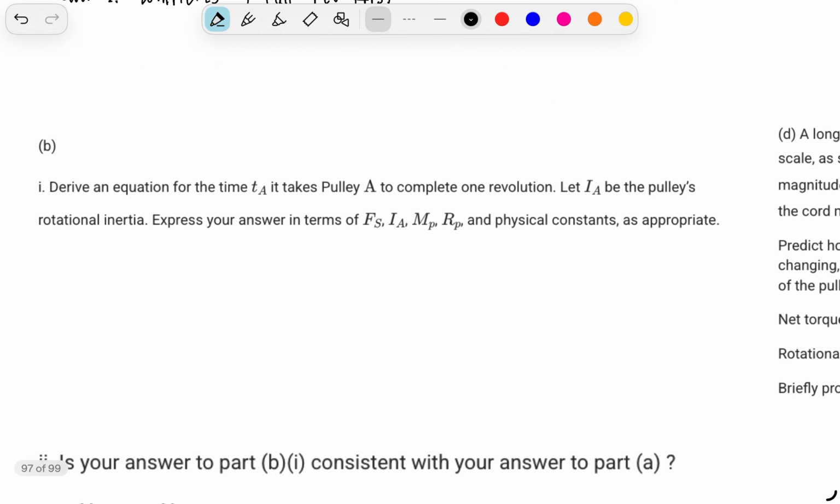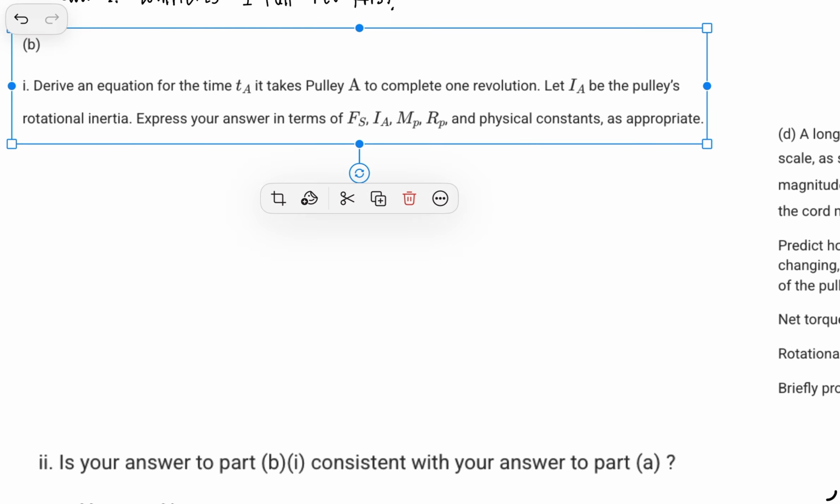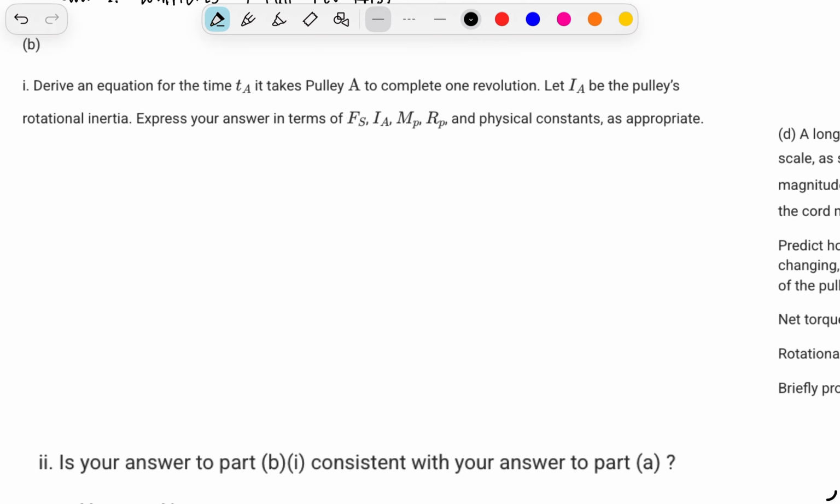Now derive an expression for the time TA it takes for pulley A to complete one full revolution. Let IA be the rotational inertia of pulley A. Express your answers in terms of Fs, IA, MP, RP, using physical constants as appropriate. For both of these systems, that mass and that radius are going to be the same, and also the Fs. So this is going to be different, and this is going to be different.